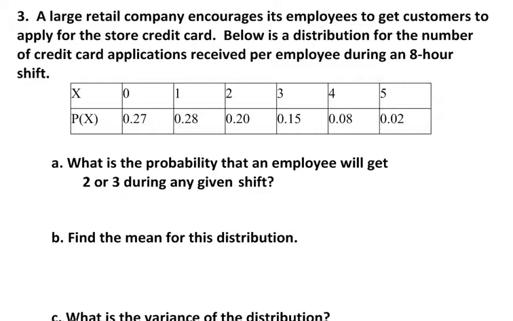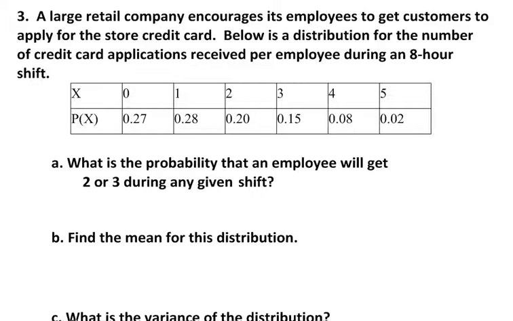Probability of 0 is 27%. The probability of 1 person signing up would be 28%. Probability of 2 people signing up would be 0.20. And the probability of 3 people signing up would be 15%. 4 people signing up would be 8%. And of course, 5 people signing up would be a 2% chance.